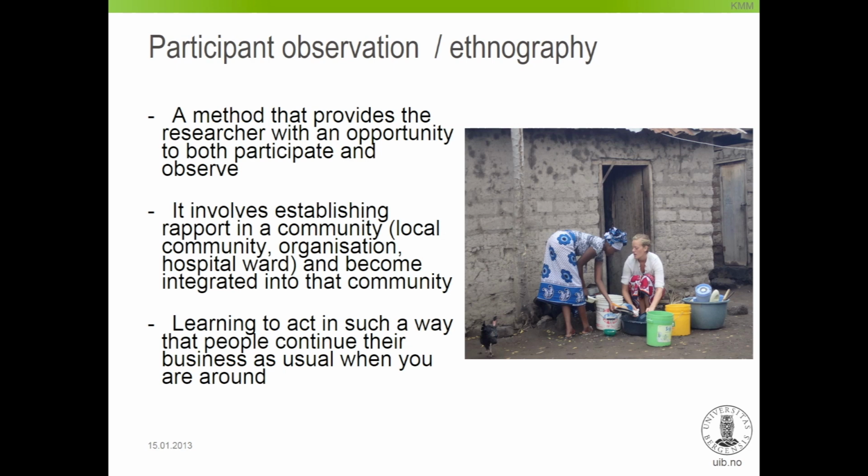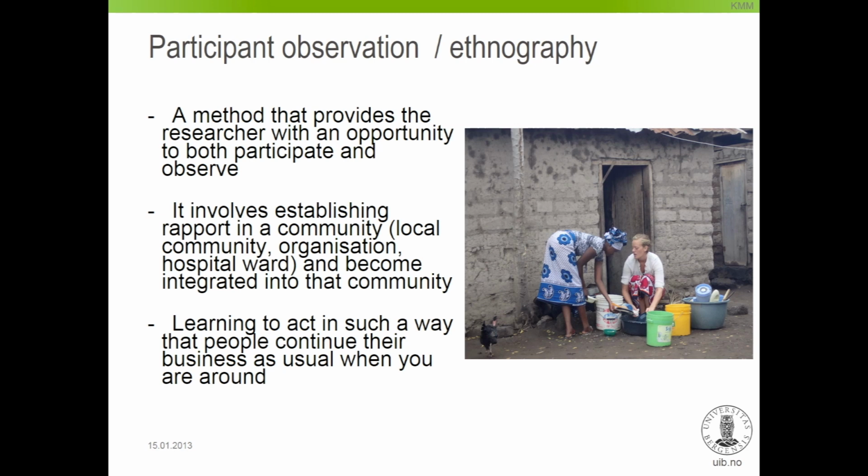Now, how about participant observation? Where will we place this in Gold's typology? It would be in the continuum of observer as participant and participant as observer, all depending on which phase of the research we are looking at. So what is participant observation? It's a method that provides the researcher with an opportunity to both participate and observe. It involves establishing rapport in the community and becoming integrated in that community.